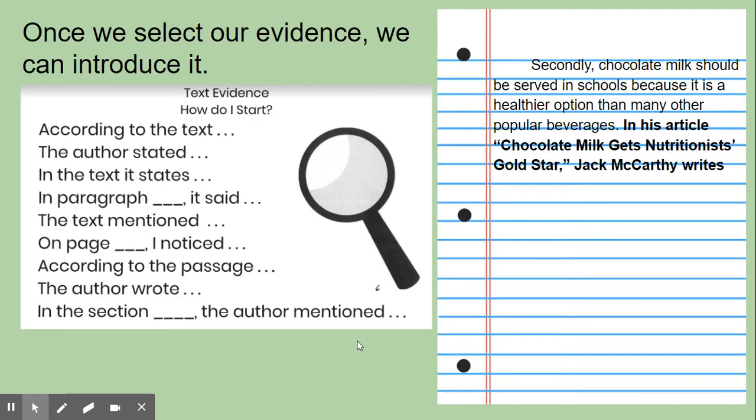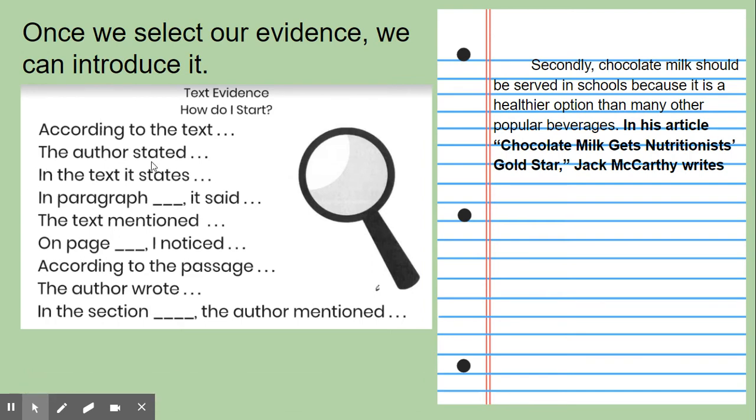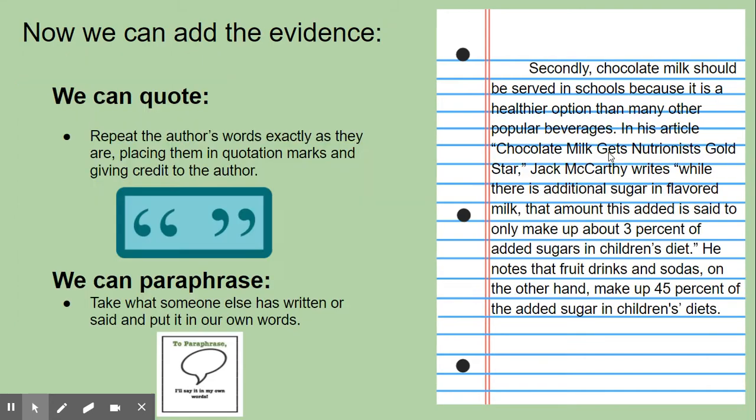All right, so once we have that, we need to introduce our evidence using some of these sentence stems. I decided to use something similar to "in the text it states," but I need to make sure I'm giving credit to our author too and specify which text I'm using. So I said, in his article, Chocolate Milk Gets Nutritionist Gold Star, Jack McCarthy writes, and now I'm going to go ahead and add my evidence.